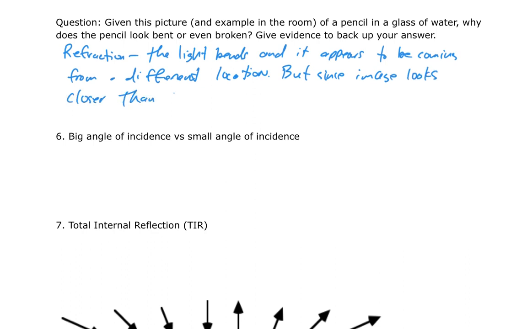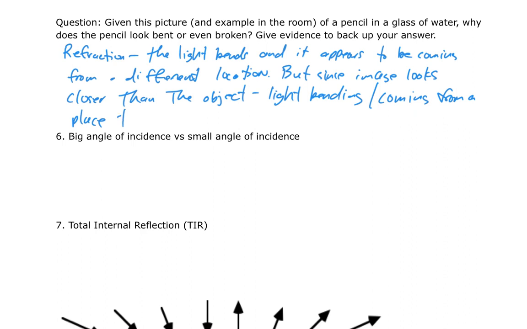than the object, we must have light bending and coming from, or at least appearing to come from, a place that is not the same as the object. And we'll do some drawings that'll help us out with that as well, okay?